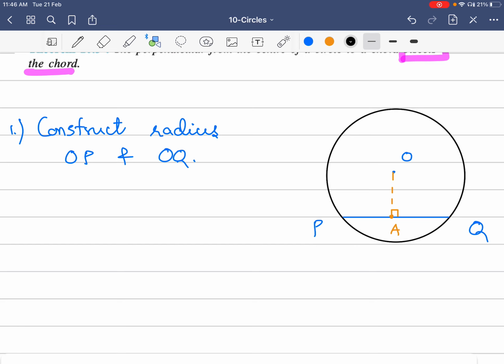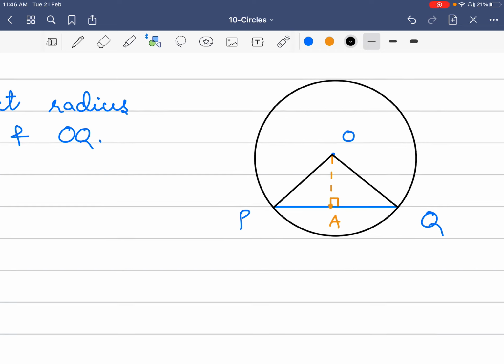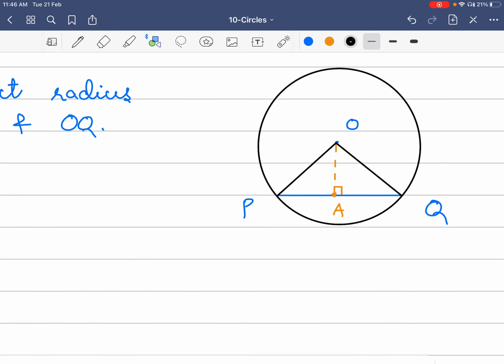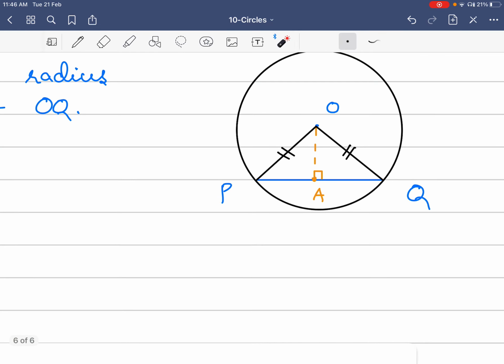Okay, let's use a different color. Let's zoom in. So this is a construction OP and OQ. Now we all know that OP and OQ are the radius of the circle. So very obviously, OP is equal to OQ because they are the radius of the circle. Okay, now focus on these two triangles.